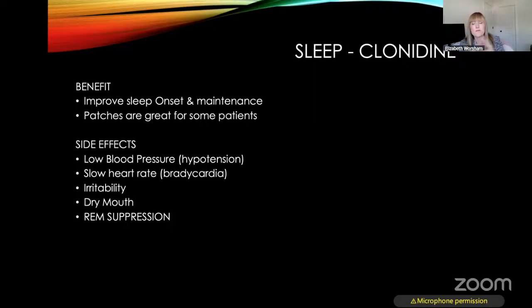Side effects: it's a blood pressure agent. Not surprising, you can get lower blood pressure. It can slow the heart rate. That's what it's there to do. It's there to reduce that sympathetic outflow or reduce that fight or flight response that's going on in the body. Typically, kiddos on the autism spectrum tend to have their sympathetic dial turned up a notch compared to average kids. So therein lies the purpose of why we prescribe clonidine.